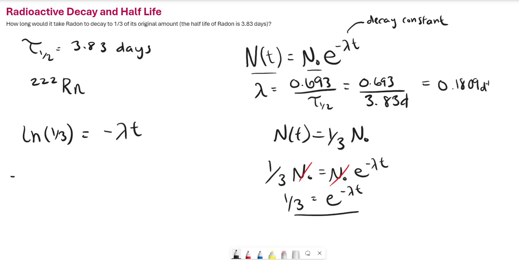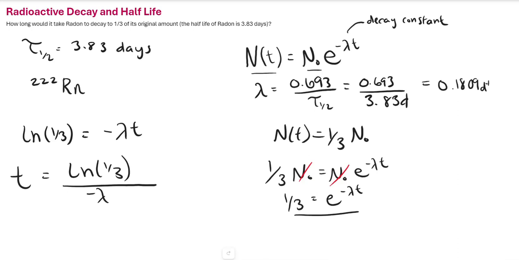So we just want to solve for t, right? That's going to be t equals the natural log of 1/3 divided by negative lambda. The natural log of 1/3 is actually negative 1.099. And we're dividing that by negative 0.1809 days to the negative 1 in the denominator. That's just going to make it go into the numerator, so we'll get units of days here. Our negative signs cancel out, so we get a positive time of 6.08 days.